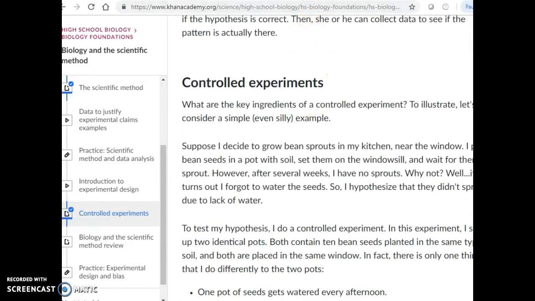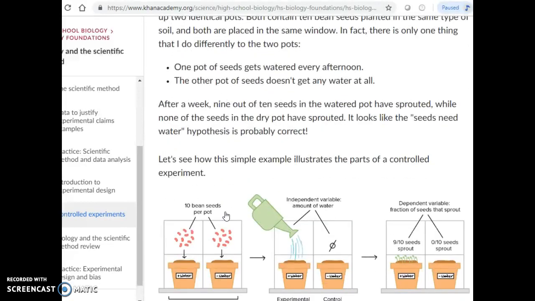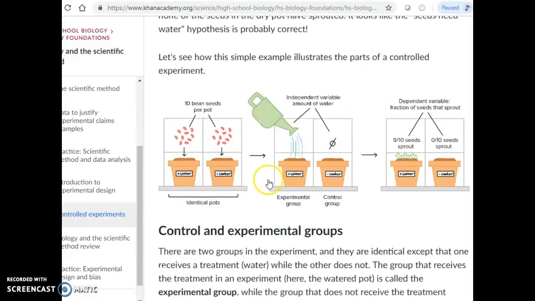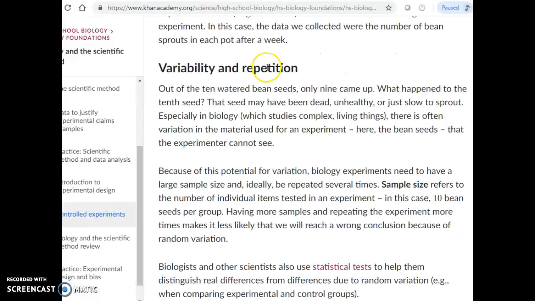If you look right here, it says what the key ingredients of a control are. To illustrate, let's consider this silly example, and you can go back through and read it. They show identical pots. You have an experimental group. You have a control group. The independent variable is the amount of water that's being received. The dependent variable is the fraction of seeds that actually sprout, because that's going to be dependent upon another factor. So please make sure you know the differences between independent and dependent variables.